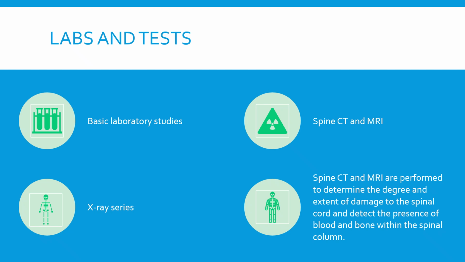Labs and tests. You'll perform the basic laboratory studies, X-ray series of the spine, and the CT and MRI. The spine CT and MRI are performed to determine the degree and extent of damage to the spinal cord and detect the presence of blood and bone within the spinal column.